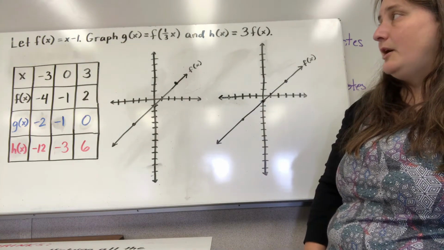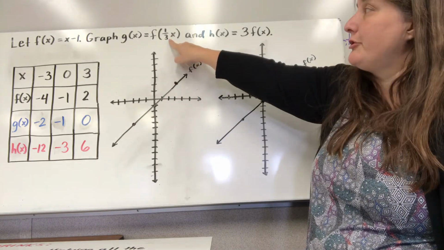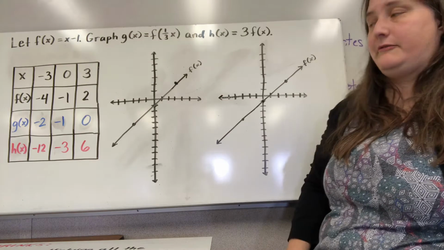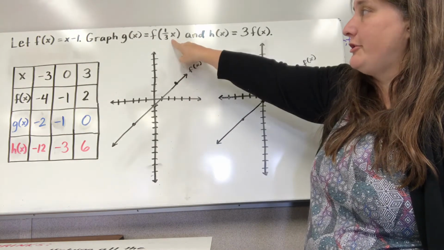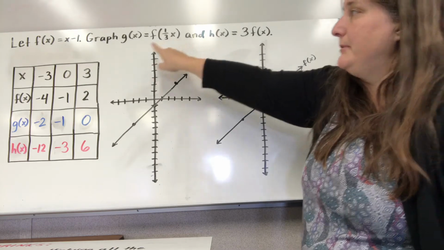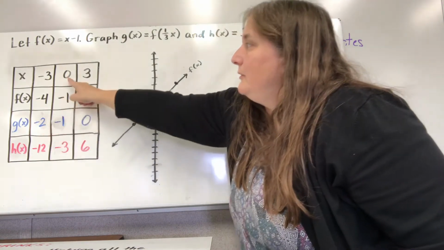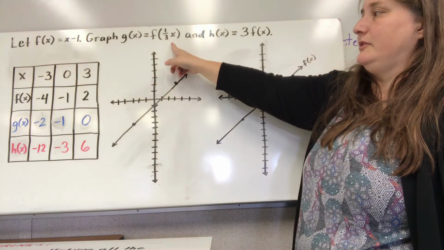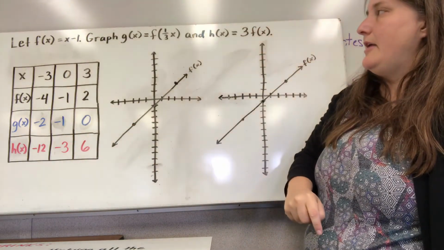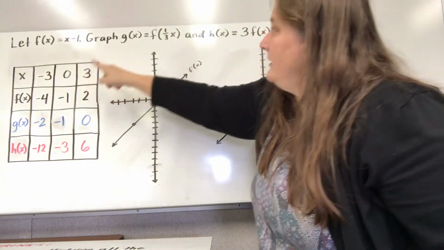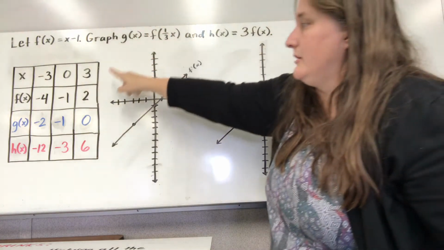The next thing I did was I figured out, what if I took the inputs and I multiplied them by 1/3 before I put them into the parent function? So I did exactly that. So -3 times 1/3 gave me -1, and when I plugged -1 in here, -1 minus 1 gave me -2. When I plugged in 0, 0 times 1/3 was still 0, and 0 minus 1 gave me -1. And then I graphed 3. I put 3 into here. 3 times 1/3 was 1, and 1 minus 1 was 0.